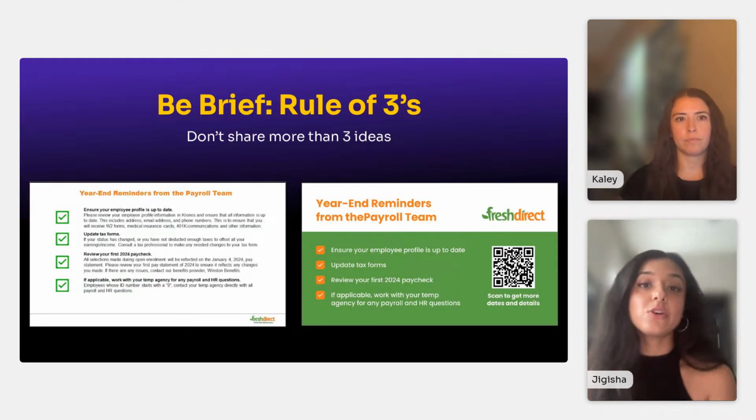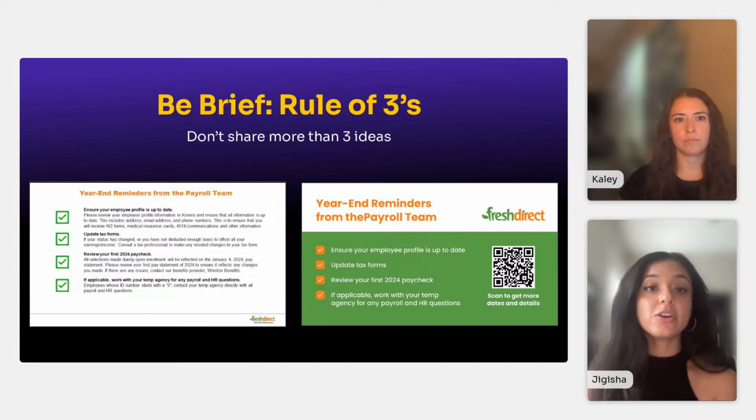And a good way you could do this is by applying the rule of 3s, not sharing more than 3 ideas on a screen. And here you'll see a before and after of some examples, and that'll be for each of these. So to start, for being brief, you see here on the left, there's a lot of words on the screen to start. It's pretty hard to read, a lot of ideas being thrown out there, and nothing really drawing attention to the screen.